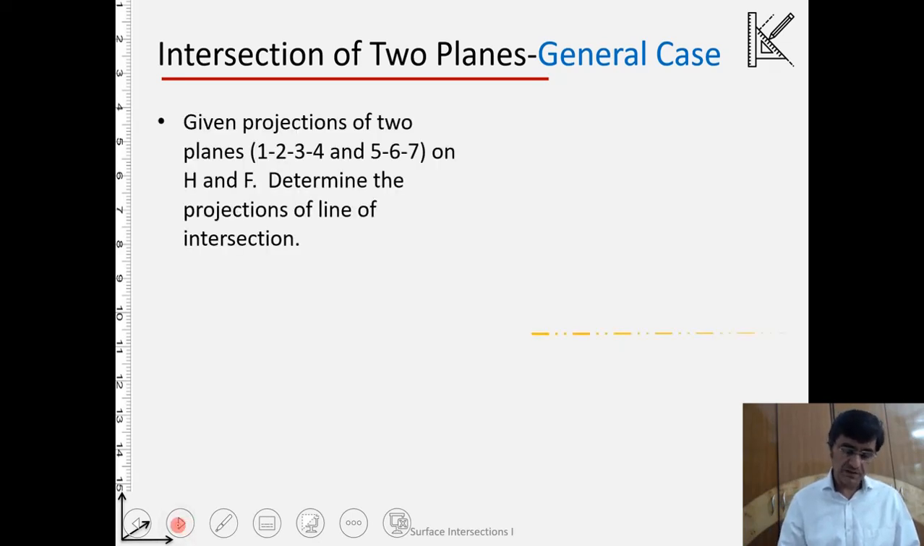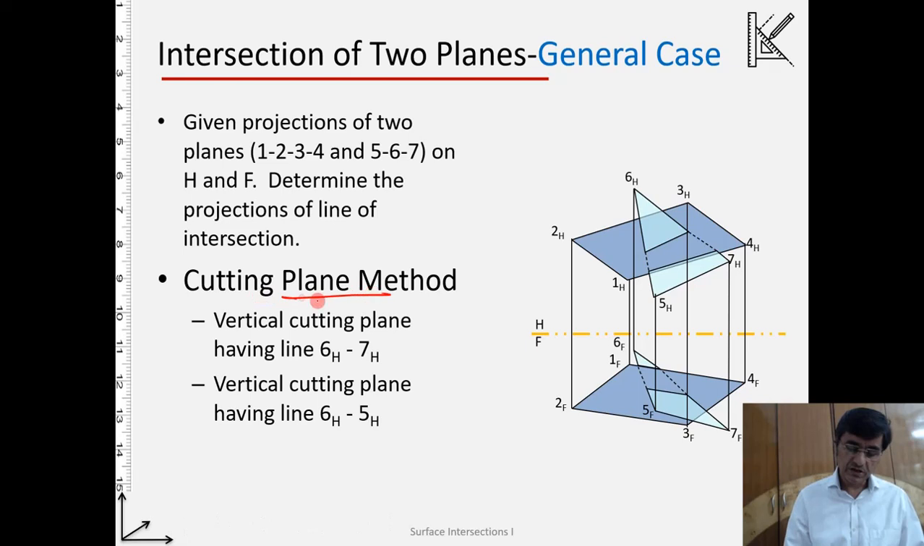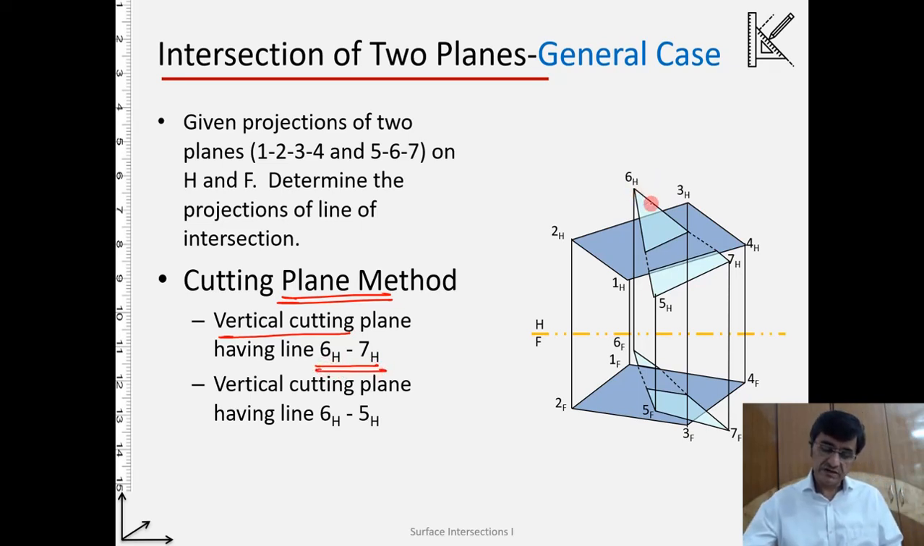I will do the same problem with the help of the cutting plane method. Now in the case of the cutting plane method, again we will take the vertical cutting plane. We are taking two vertical cutting planes. In one case, the vertical cutting plane consists of line 6, 7. So there is the line 6, 7. We are taking a cutting plane consisting of this, another cutting plane consisting of 5 and 6.